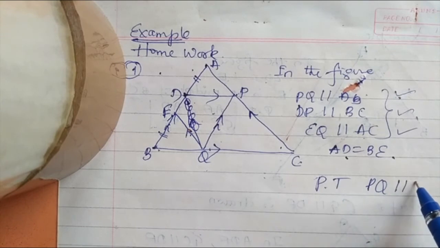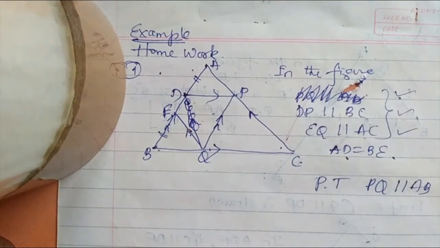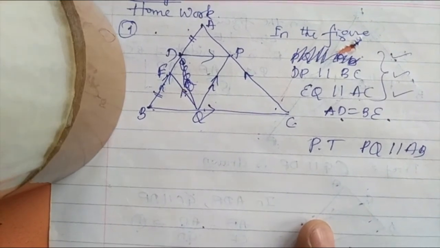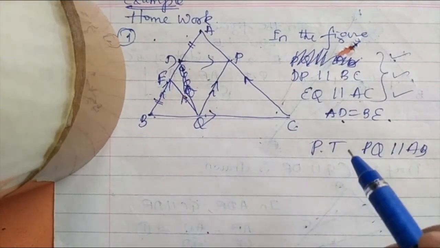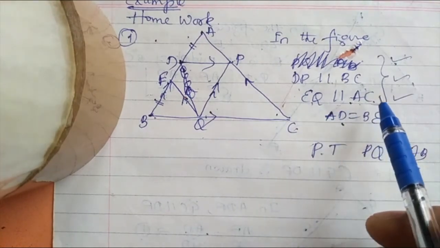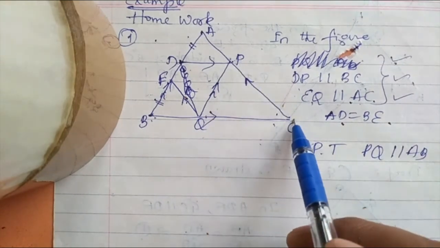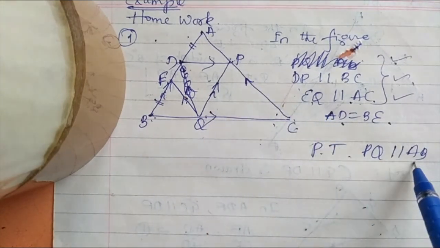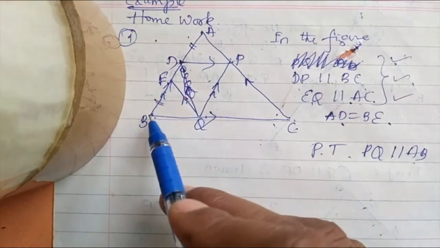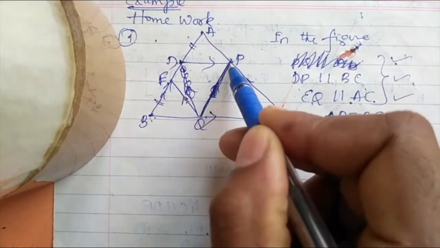PQ parallel to AB. Sorry, this PQ parallel to AB is not given. Only DP parallel to BC, EQ parallel to AC. But this PQ parallel to AB is not given actually. This is only a line.